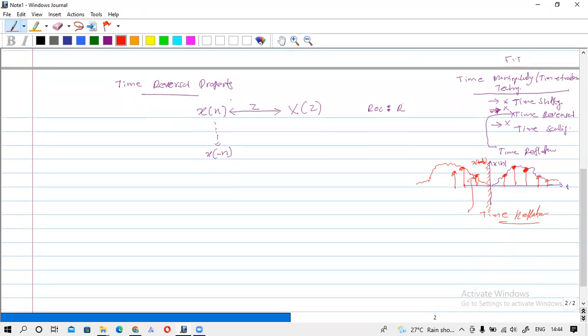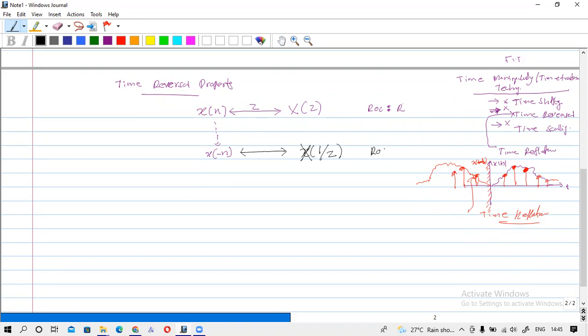So that is the time reverse signal. The Z transform for that time reverse signal is X(1/z). That means if we are given the Z transform of this sequence, X(z), which we already know, and we are asked to find the Z transform of x[-n], you can just substitute 1/z for the z terms of X(z). Then you can find the Z transform.